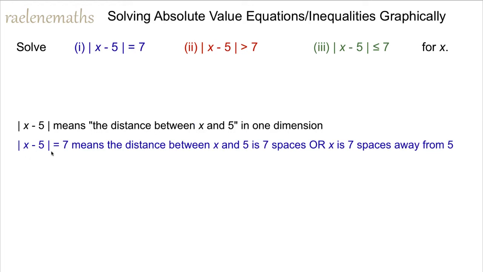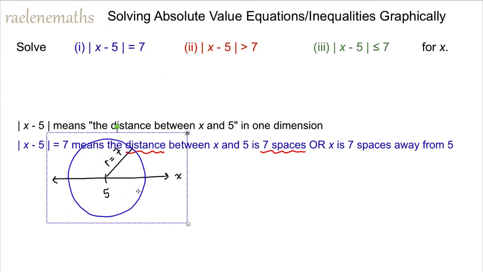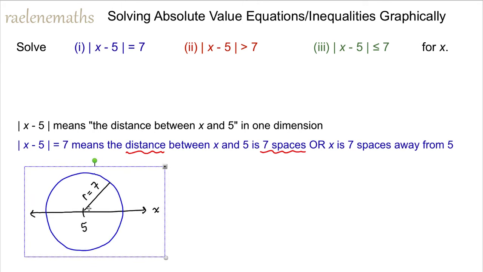And so the absolute value of x minus 5 equal to 7 means that the distance between x and 5 is 7 spaces. So the distance is 7. And so the 5 then is really some kind of center. From the point of view of x, we're saying that x is 7 spaces away from 5. So if we represent the distance in any direction from a center as the radius, we can see that we really have a circle picture here.